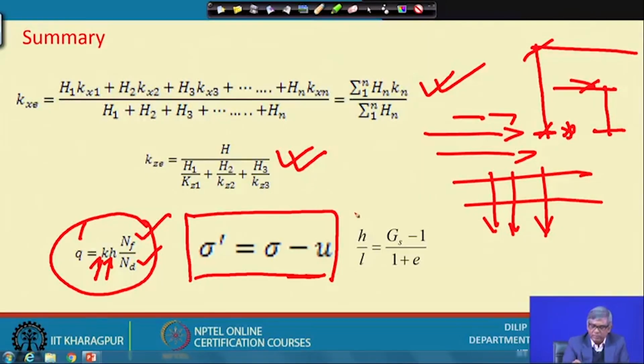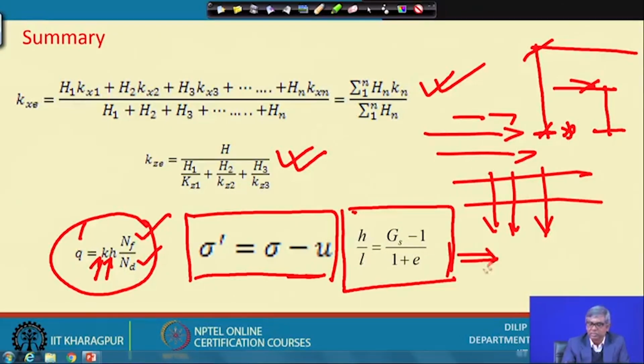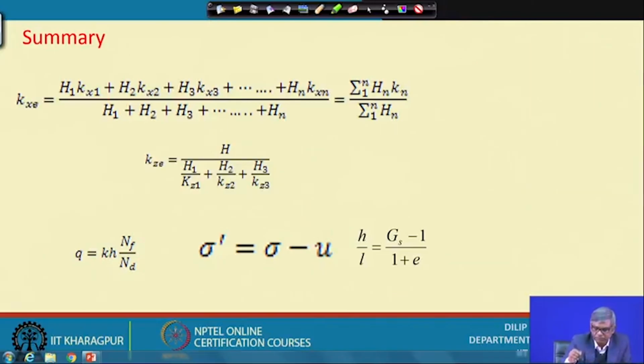And then if the flow takes place, sometimes based on the hydraulic gradient, if the hydraulic gradient goes beyond a certain value, then generally it is not stable. So for that critical hydraulic gradient, the expression is H by L equals (G minus 1) by (1 plus e). This is also a very important relationship one has to remember. Many times it comes as a multiple choice question, and sometimes you need to use it for calculations. So this also has to be remembered properly.